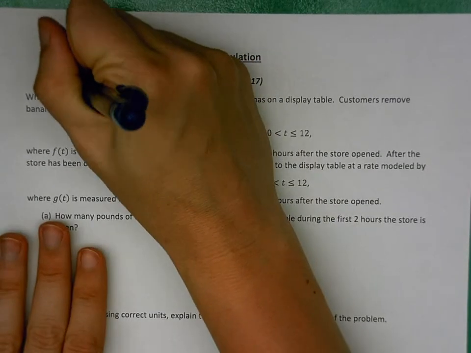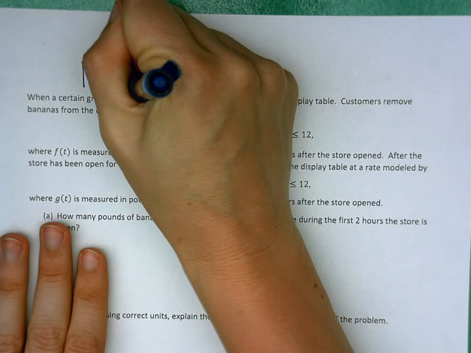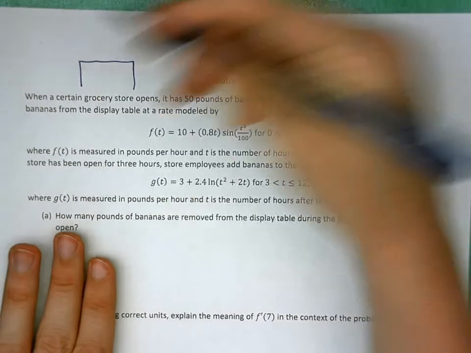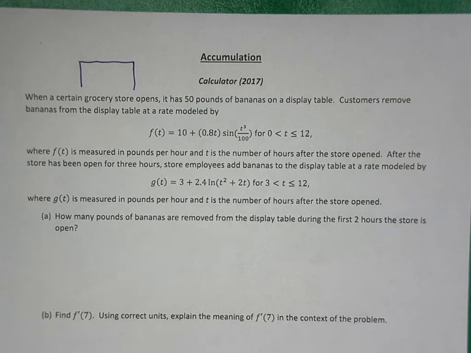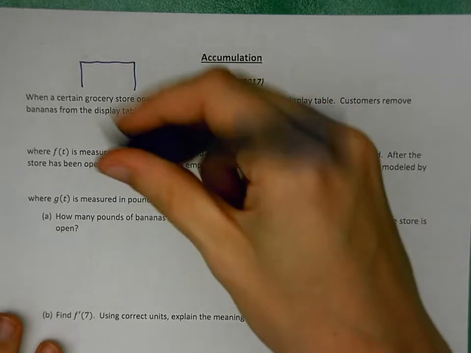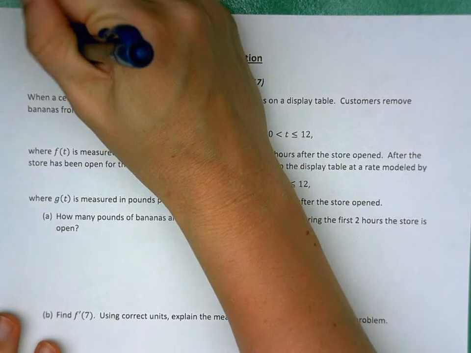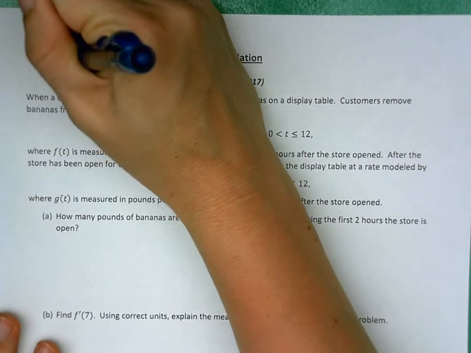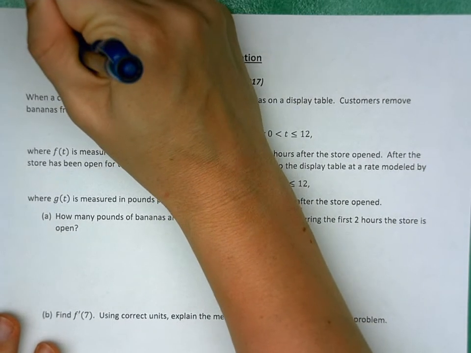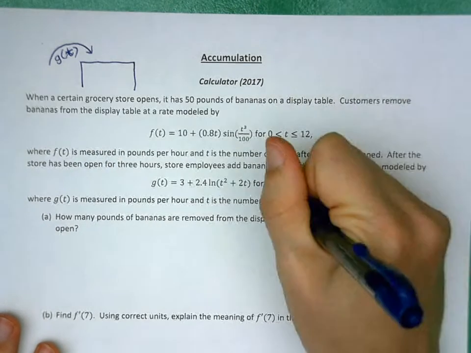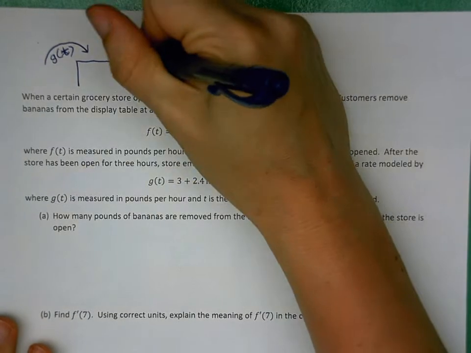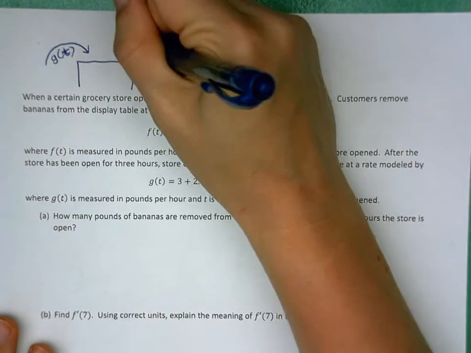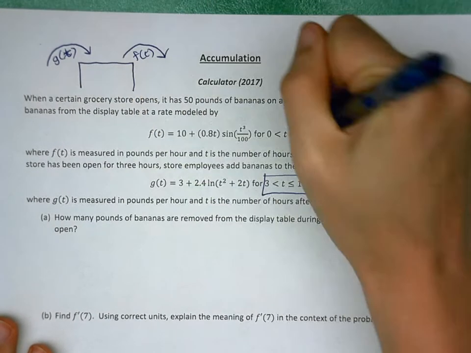When I start seeing comparative rates like that, there's my table, I always look for those different attributes that we wrote down in the notes at the beginning. So what's going on to my table? What's going on to my table is G of t. Make sure you take note of the fact that we've got bounds of 3 to 12, so not 0 to 12 for that one. Coming off the table is our F of t. It has different bounds, 0 to 12.